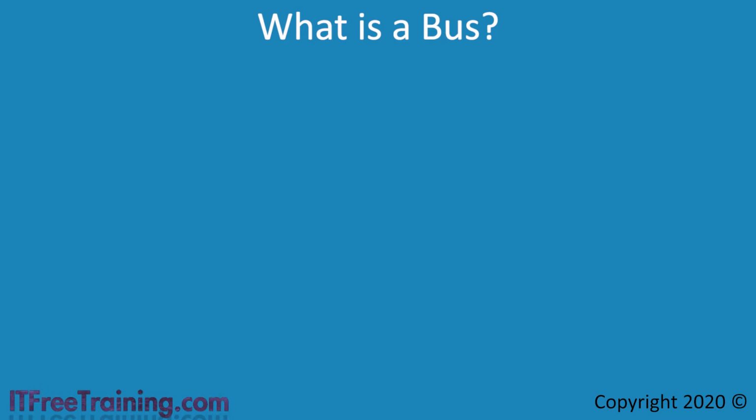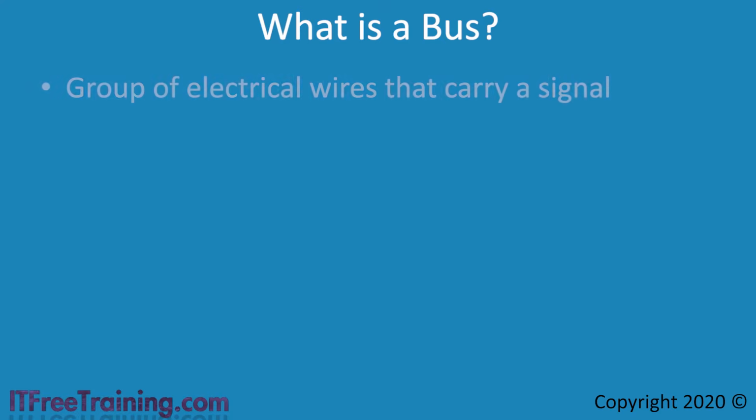To start with, let's consider the question, what is a computer bus, or as it's better known, a system bus? A bus inside a computer is essentially a group of electrical wires that carry a signal. On a motherboard, these wires are called traces. The bus carries data, but you need to control the movement of the data to determine where it is going. In order to do this, a typical system bus is divided into three parts.